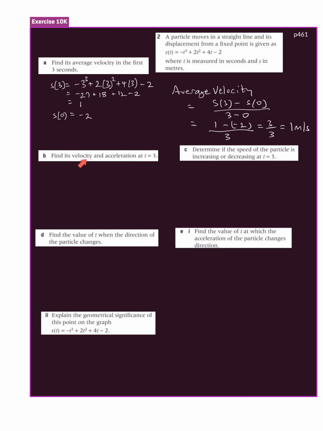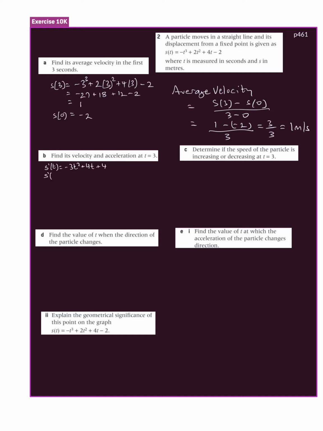Okay, in part B, we have to find its velocity and acceleration at t equals 3. So to find the velocity, we take the derivative of this function, and that gives us the velocity function. And to find the acceleration, we take the second derivative of this function, or the derivative of the velocity function. So let's do that, and then we'll put in t as 3 at the same time. The first one will be the velocity function, which will look like this. So it's minus 3t squared plus 4t plus 4.